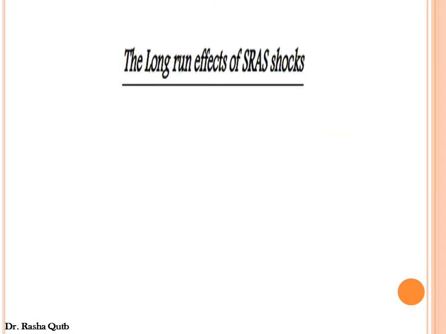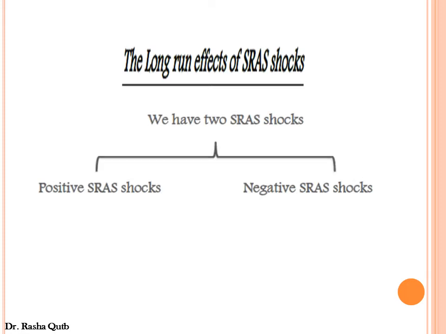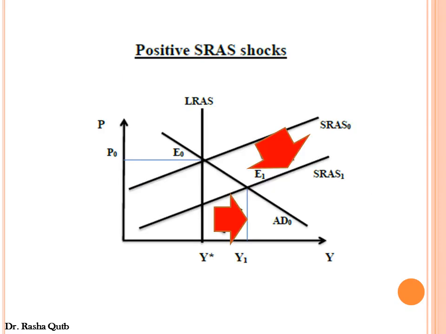Now moving to the next point, the long-run effects of SRAS shocks. The target of this point is knowing the impact of either positive shocks or negative shocks on the supply side in the long run, on the level of national income or on the level of output. Starting with positive SRAS shocks.